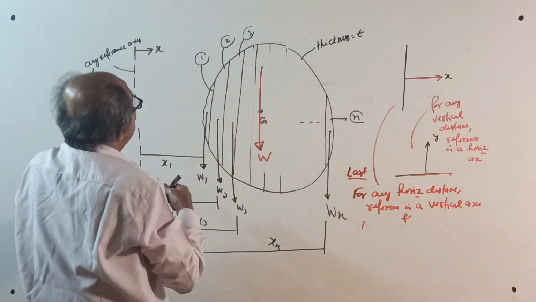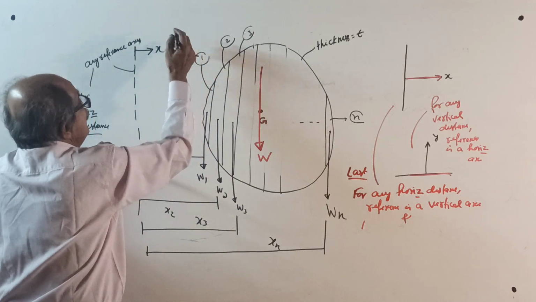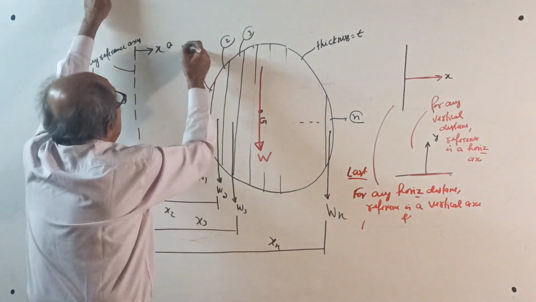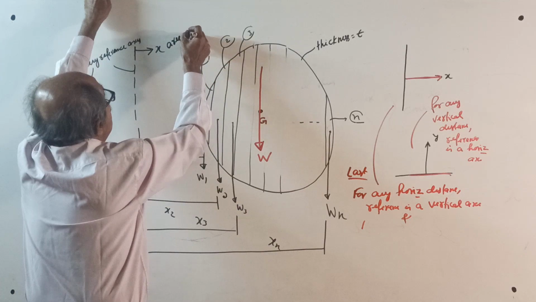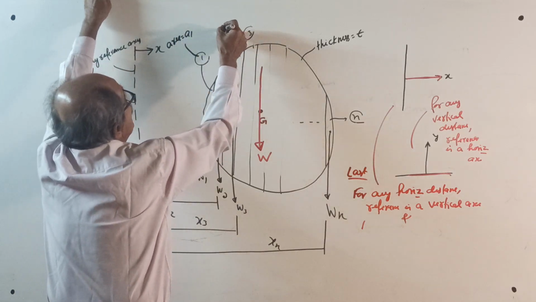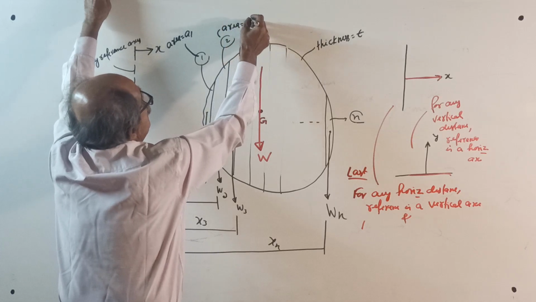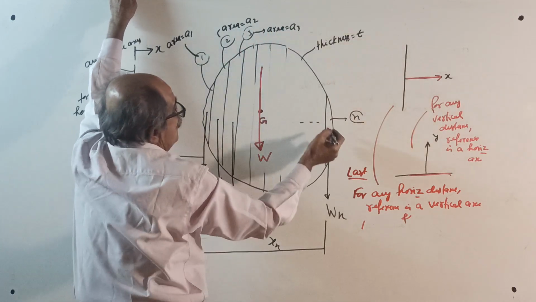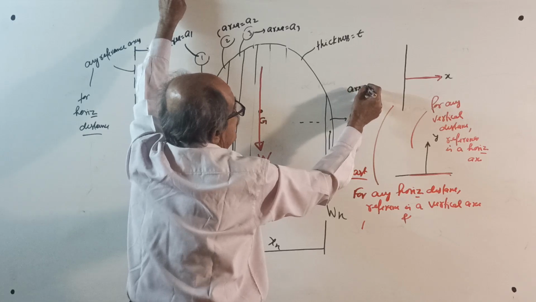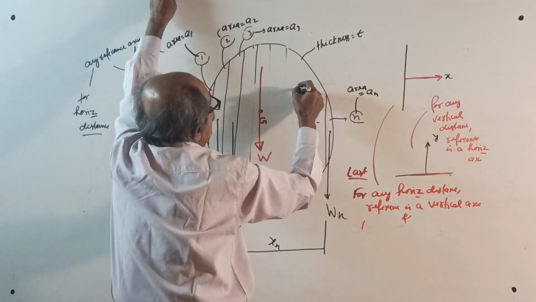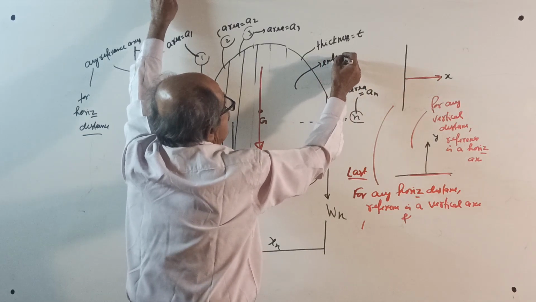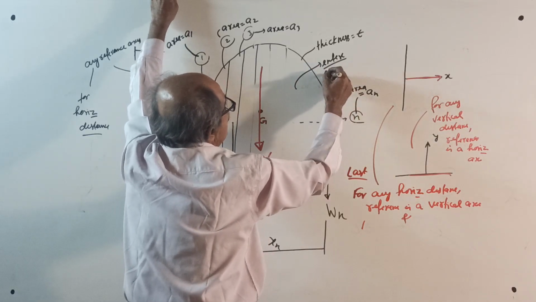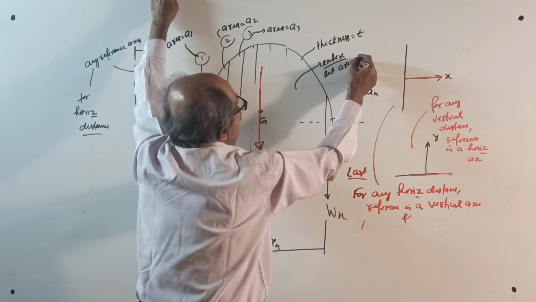Now, for this part 1, let the area in the plane equal A1. For this one, let the area equal A2. For this one, let the area equal A3. For this one, let the area equal An. And for the entire area here, let the area equal A.